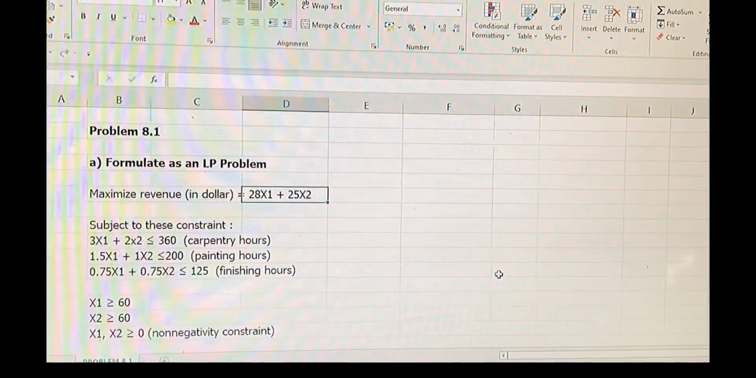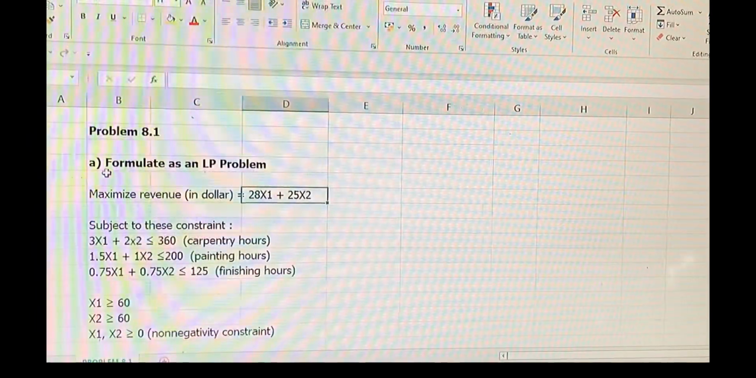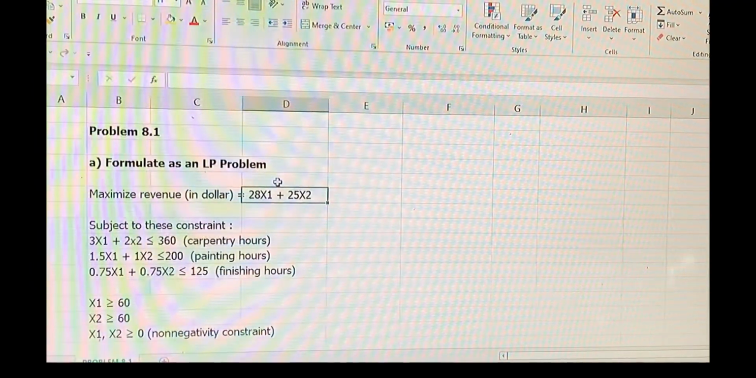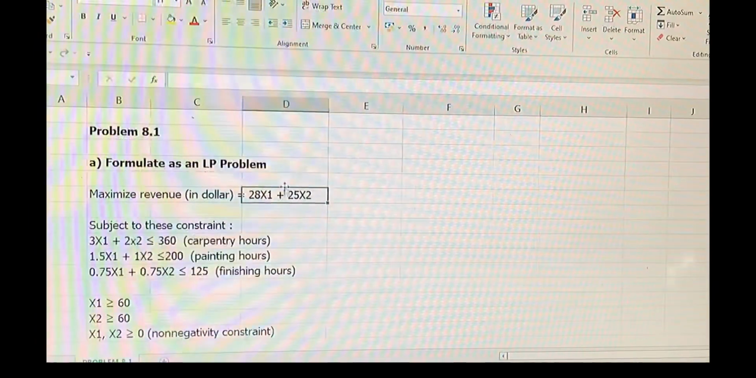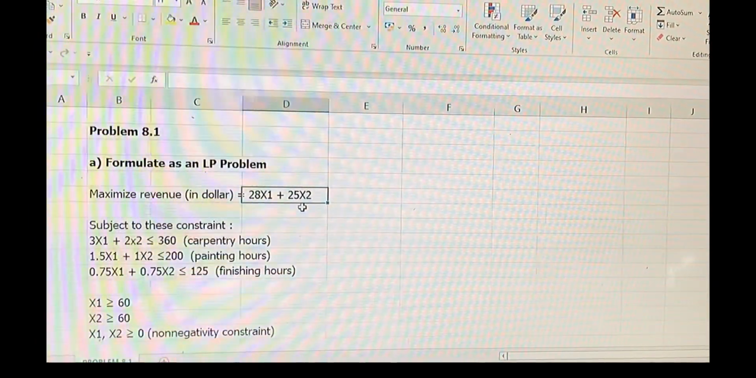Today, I would like to present problem 8.1. The first question is to formulate it as an LP problem. The data of net revenue of cabinet shows S1 is 28 and S2 is 25. So, we proceed to formulate this linear programming problem as follows.